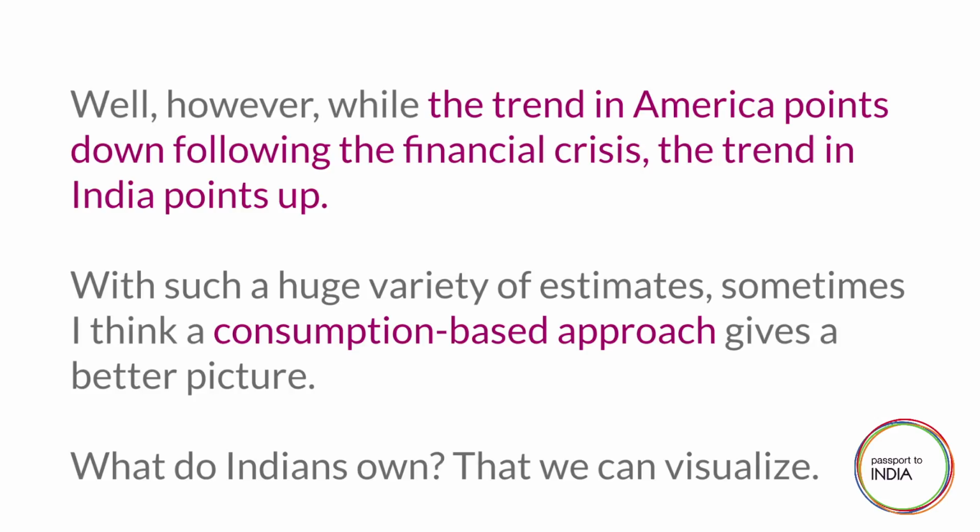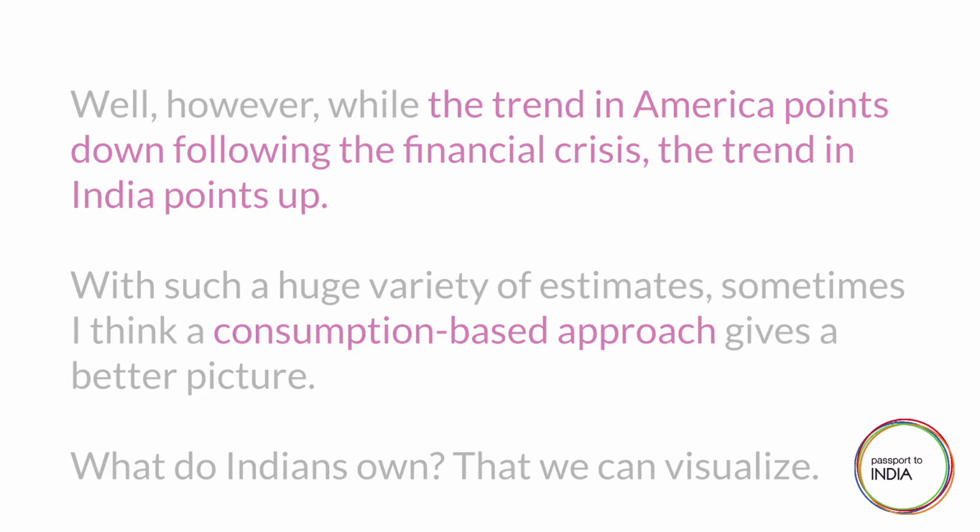With such a huge variety of estimates, sometimes I think maybe a consumption-based approach gives a better picture. What do Indians own? And that we can visualize. The census, conducted once a decade, is really helpful for this. Unfortunately, the last data we have is from 2011. But we also have the 2001 data, so we can see the trend from 2001 to 2011 in terms of the percentage of households that own various amenities.